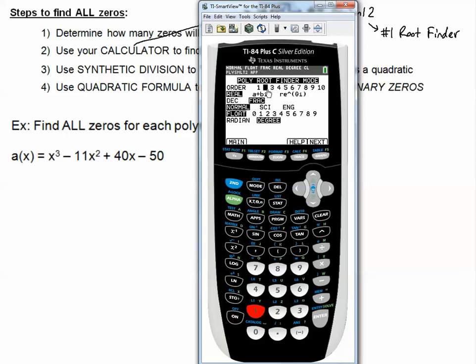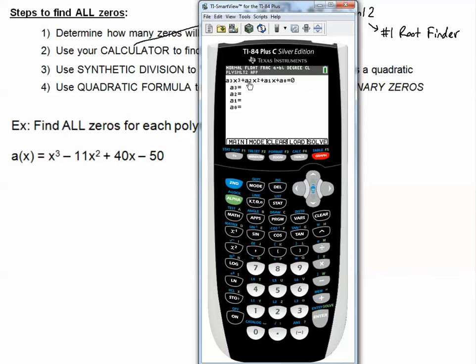Now by default it thinks that it's going to be a quadratic, so we do need to move this over to a cubic in this case and push enter. We also do not want it to be on real because we might have imaginary solutions too. So let's put it in complex mode, a plus bi. And we'll keep everything else the same. We'll have our answers as fractions. So then I'm going to click next, which is the graph button up here.